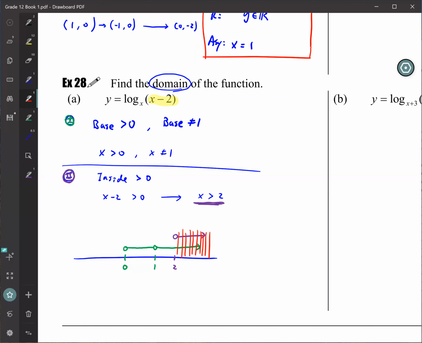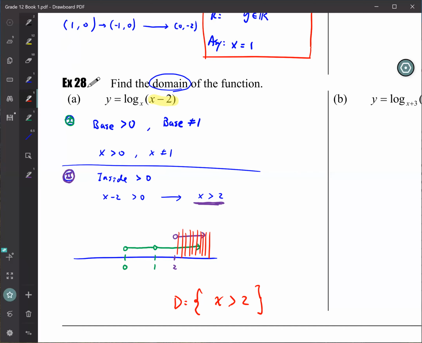Okay, so the final answer for domain, how do we describe the red part? E-Ray, what do you think? How do we write the domain now? X is greater than 2. Yes, okay, so you write it as x greater than 2. So you only pick the part where they overlap. Okay, so be careful here. You only need to do this much work if you get x in the base. Otherwise, you just focus on the inside.